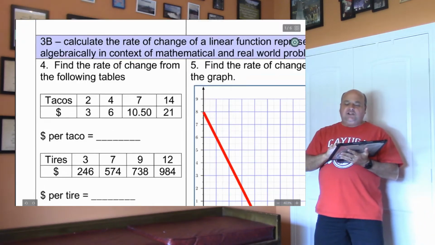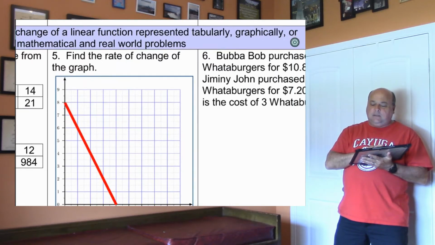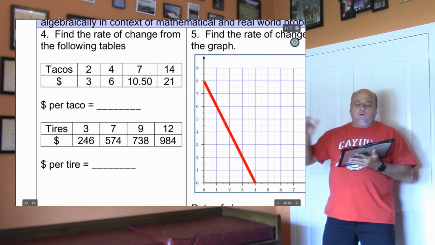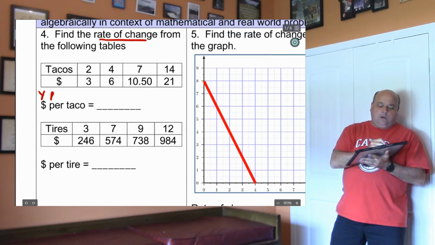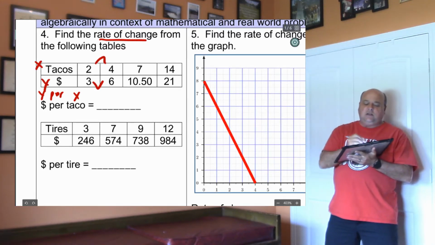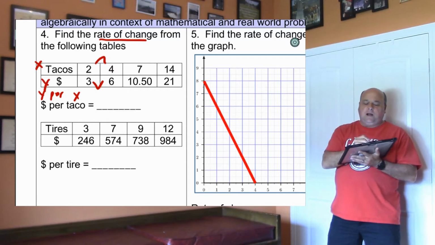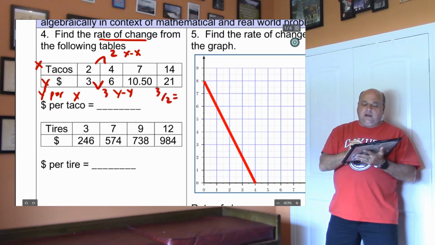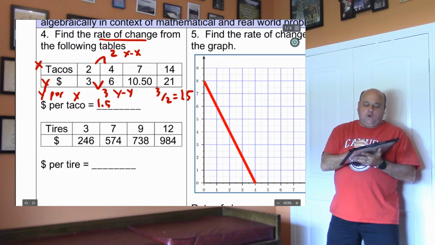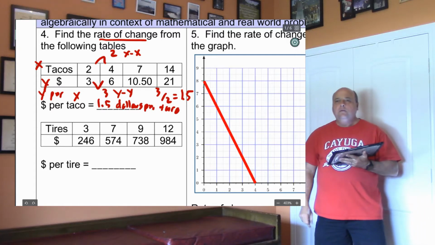Okay, now they calculate the rate of change of a nonlinear function represented in a table, graphically, or in the context of a real-world situation. So find the rate of change, okay? It's y per x, right? Tick marks: y is dollars, x is tacos. And then you're just going to tick mark 2 of them. So from 2 to 4 is a positive 2. From 3 to 6 is a positive 3. This is my x minus x. This is my y minus y. It's going to be 3 over 2. Since this deals with money, we're going to make it dollars and cents. So $1.50 per taco would be my slope, okay?